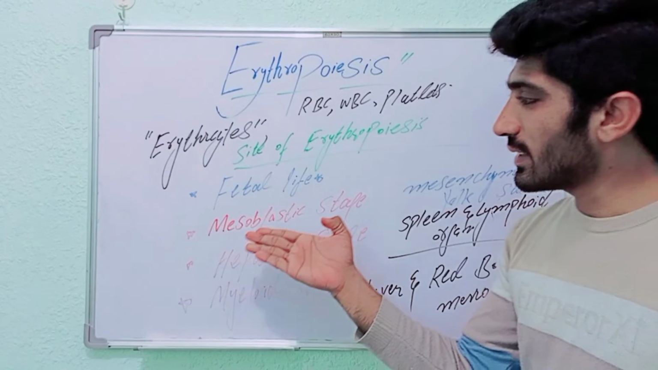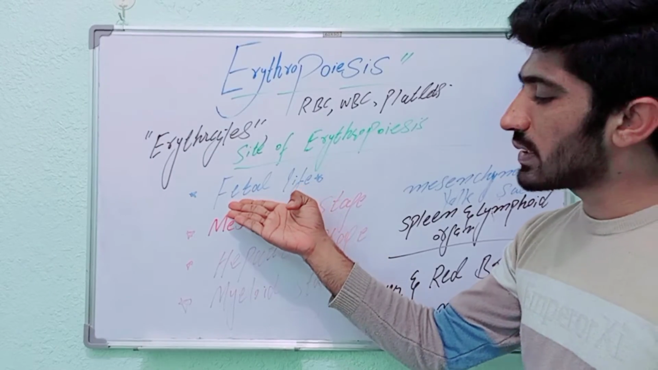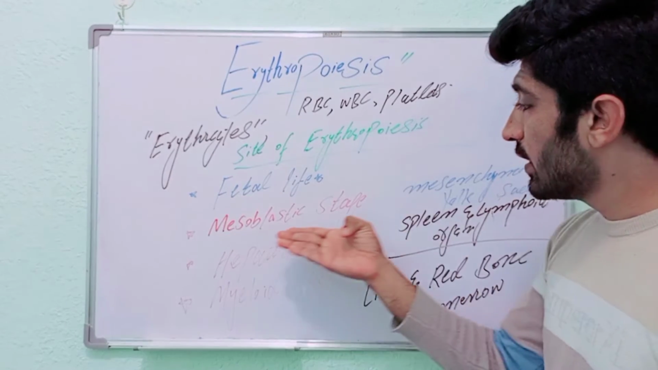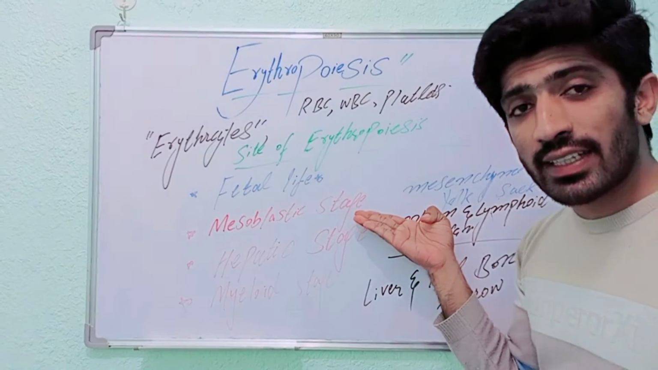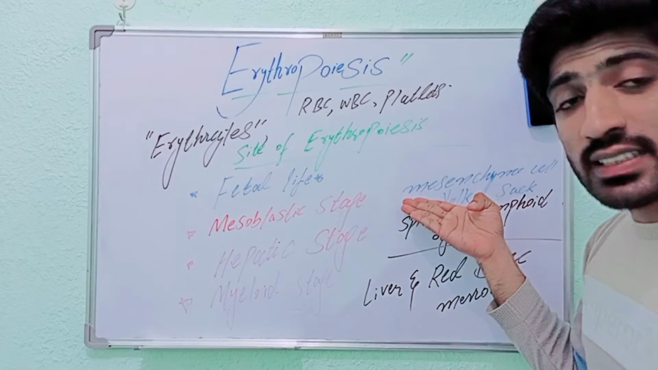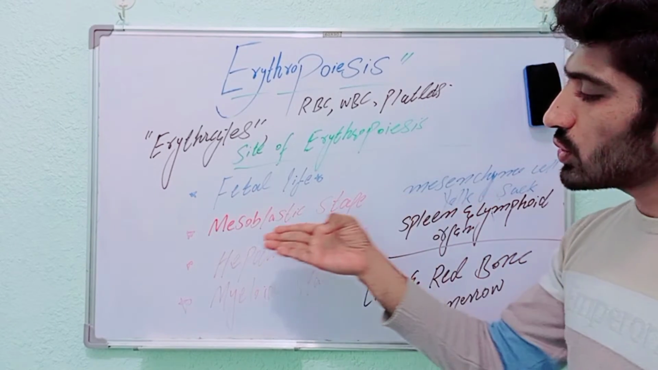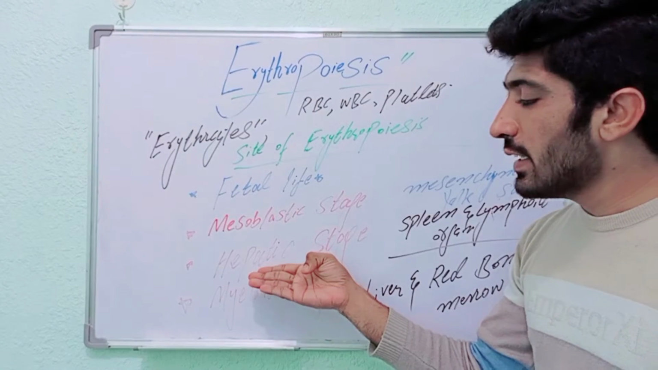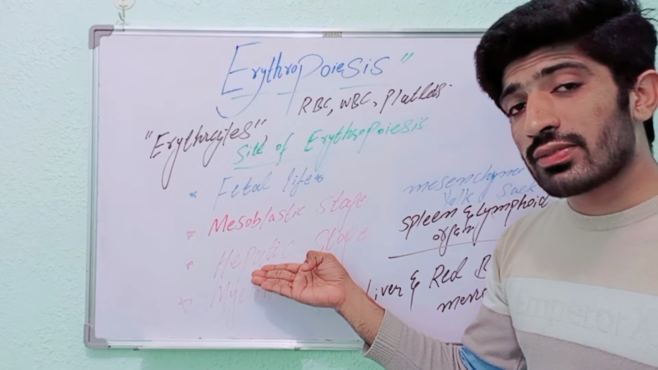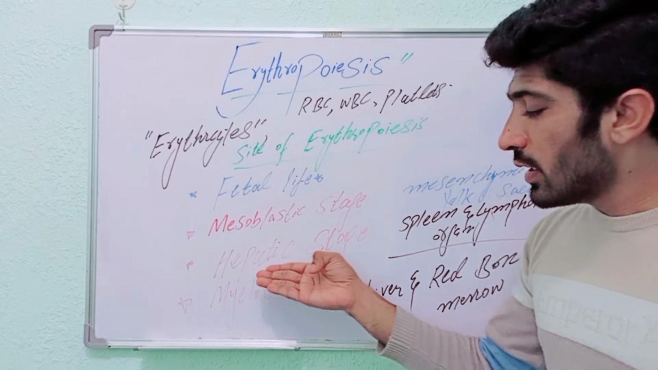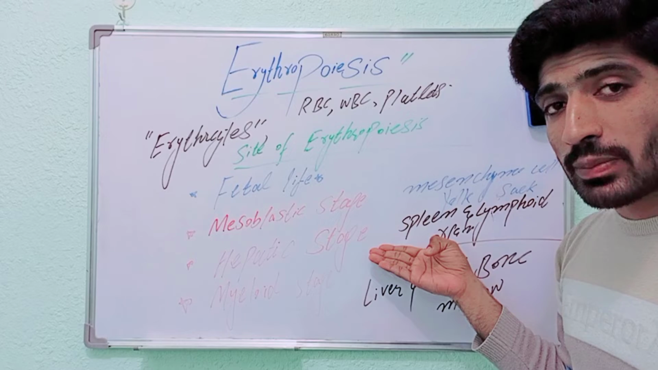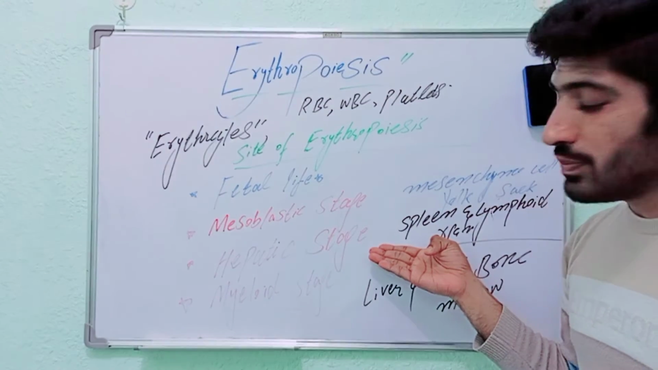So students, we discussed that in fetal life the process of erythropoiesis takes place in three stages. First is the mesoblastic stage, during the second month of intrauterine life, in mesenchyme cells of the yolk sac. After that we discussed the hepatic stage, at the start of the third month, where erythropoiesis takes place in the liver, and the spleen and lymphoid organs are also involved.